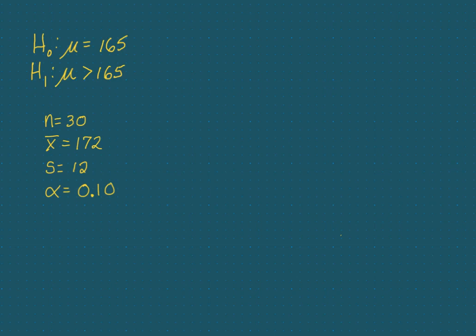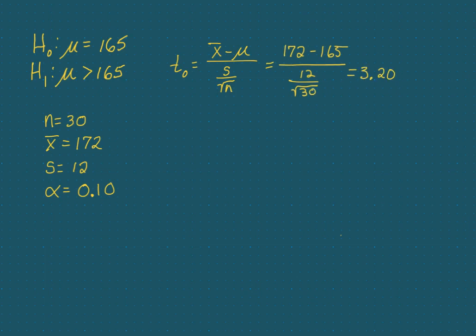So now let's compute our test value. That will be the sample mean minus the population mean that we are aware of, divided by the standard error of the mean. So this will be 172 minus 165 divided by 12 over the square root of 30, and that equals 3.20. Now our degrees of freedom equals 29 because it's one less than the number in our sample.